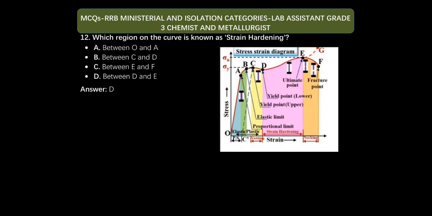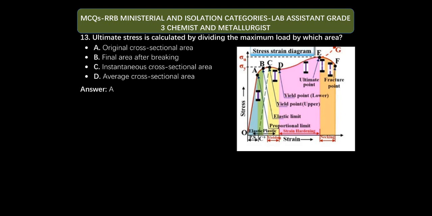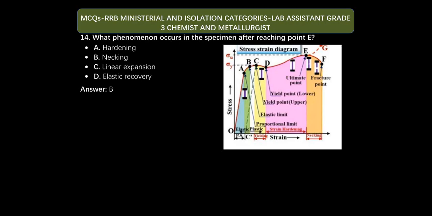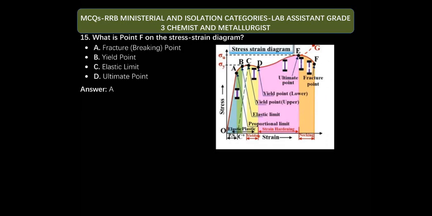Which region on the curve is known as strain hardening? Option D, between D to E. Ultimate stress is calculated by dividing the maximum load by which area? Option A, original cross-section area. What phenomenon occurs in the specimen after reaching point E? Option B, necking. What is point F on the stress strain diagram? Option A, fracture breaking point.